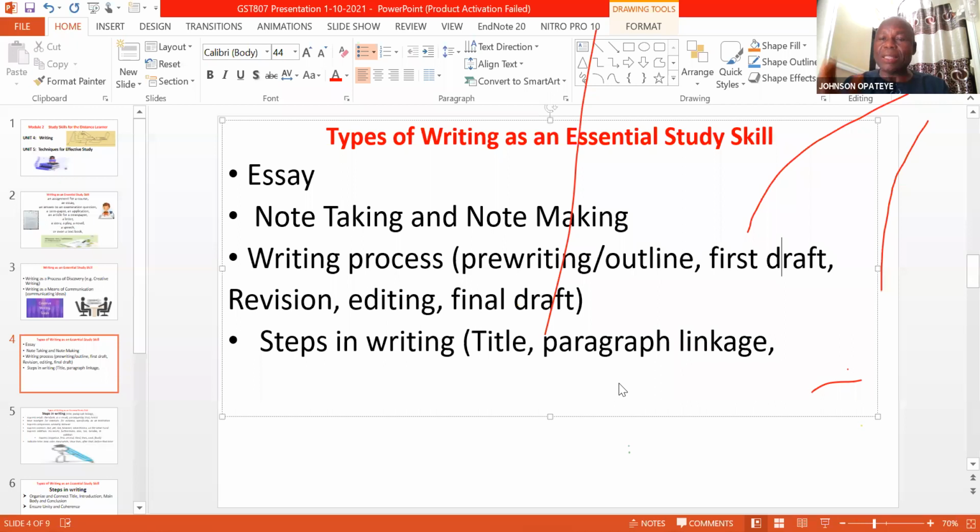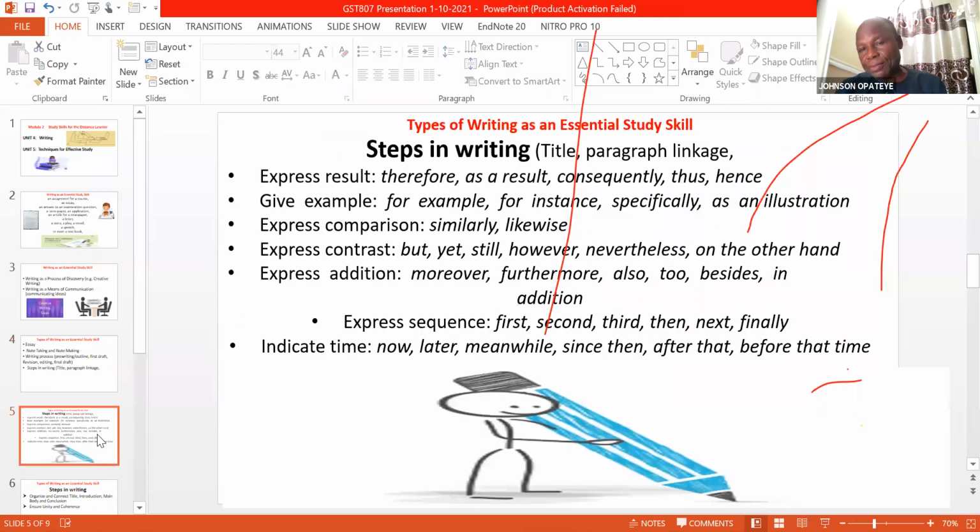So you set your paragraphs, even in your thesis writing. When you come to your background to the study, you want to present all the variables of the study in such a way that somebody who reads your background will know the variables you have actually written on. And each paragraph should lead to another so that they will be able to see what you are really writing on. Then there's what we call steps in writing. If you look at your study material, you get this there.